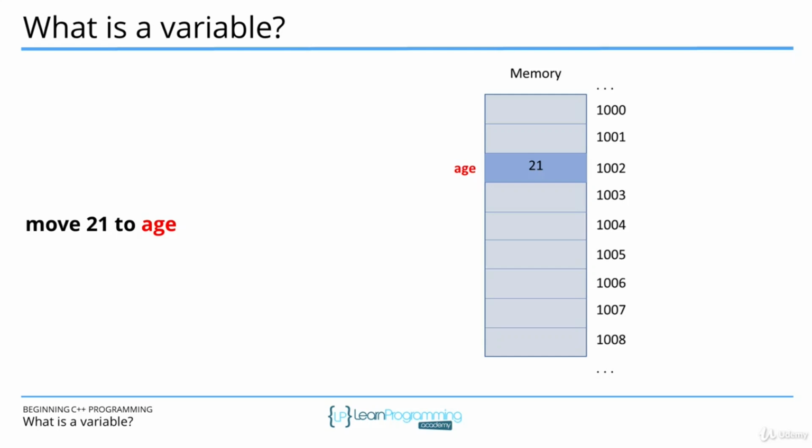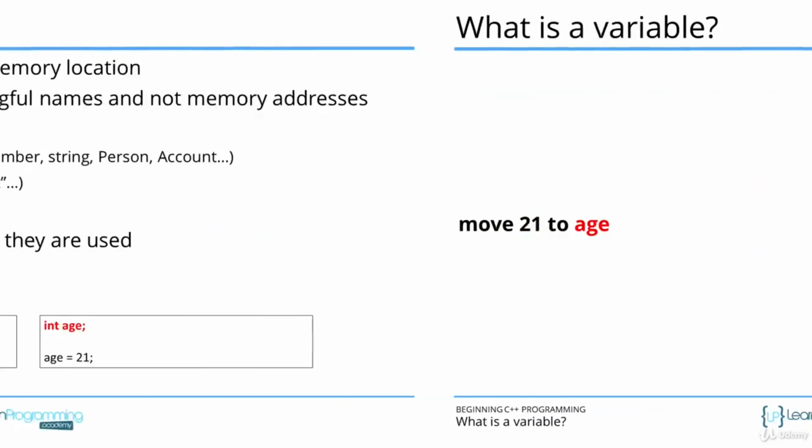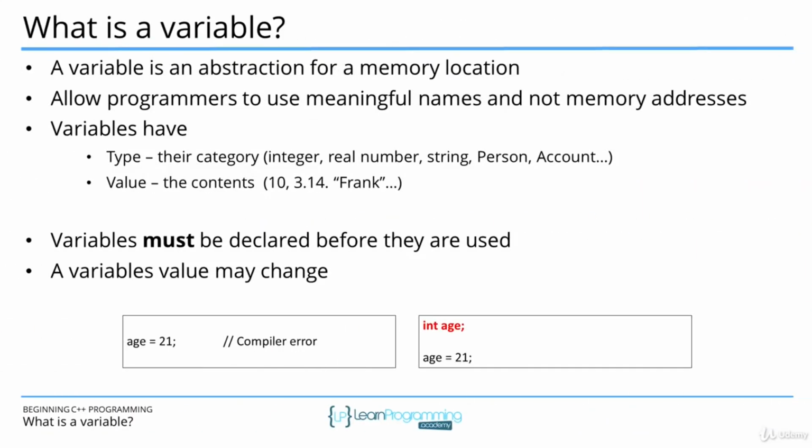Of course, since age is a variable, that means that its contents can vary. So if we turn 22 years old, we can change the value of age from 21 to 22. So to recap, a variable is an abstraction for a memory location. We use abstractions all the time in programming to make it easier for us to deal with complexity. Variables allow us to use a meaningful name to represent a value.